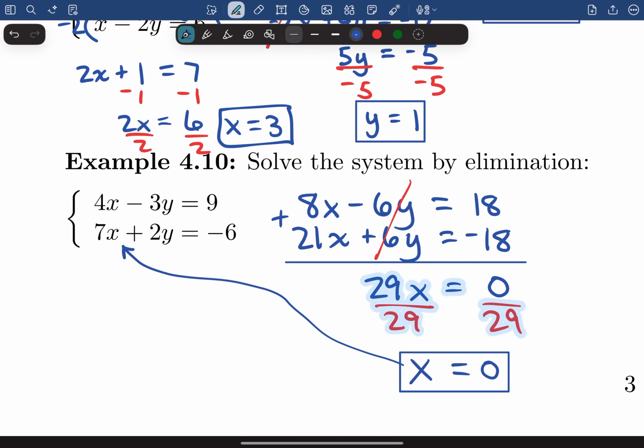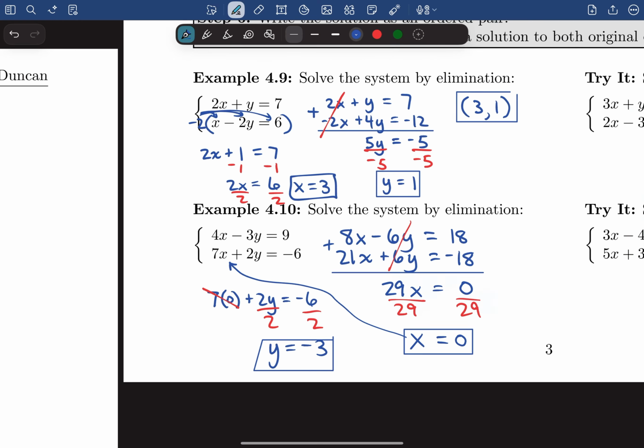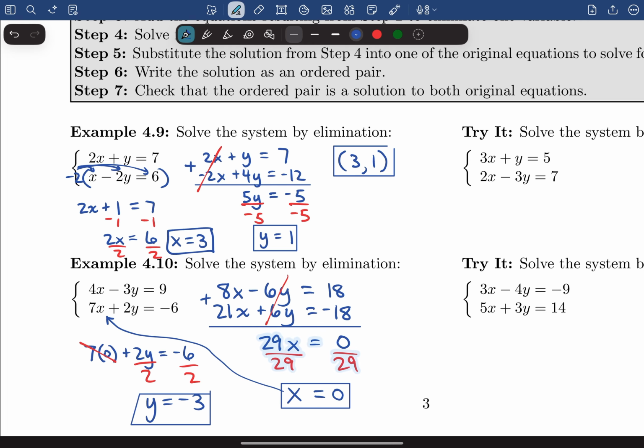And so plugging that in, I get 7 times 0 plus 2y equals -6. And then 7 times 0 is just 0. And so I have 2y equals -6, and I divide 2 from left to right, and I find out that y is equal to -3. Solved. There we go. And so the solution to the system of equations is x comma y, in other words, 0 comma negative 3. That's my solution.